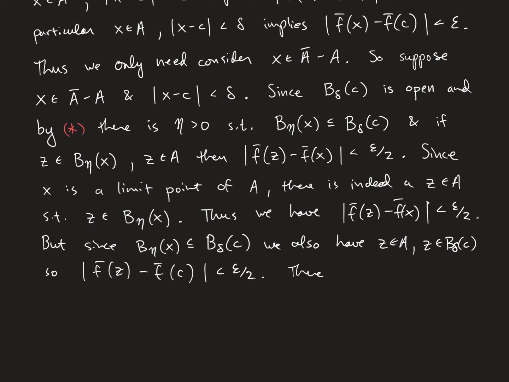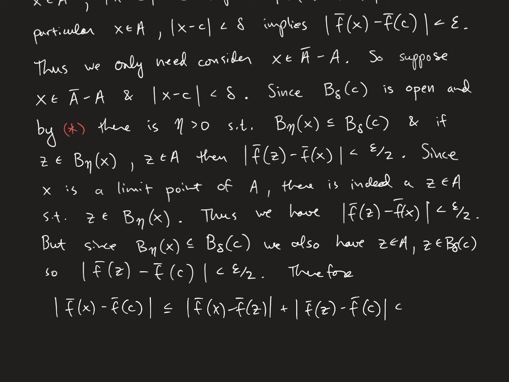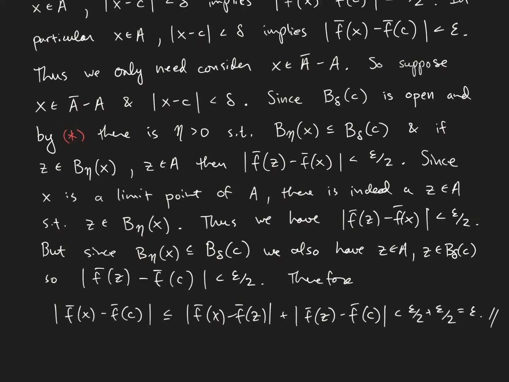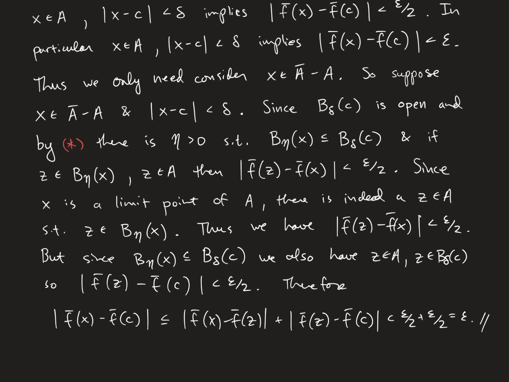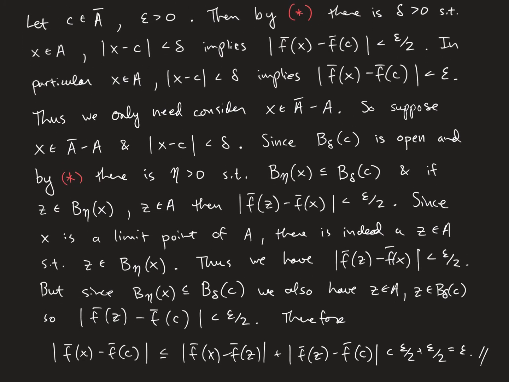So therefore, the separation between f bar of x and f bar of C is less than or equal to the absolute value, or length, of f bar x minus f bar z, plus the length of f bar z minus f bar C. That's less than epsilon over 2 plus epsilon over 2, and that's equal to epsilon. Okay, so for our given epsilon, no matter what x we took in that delta ball, we found the separation between the images there is less than epsilon, so that proves the continuity.